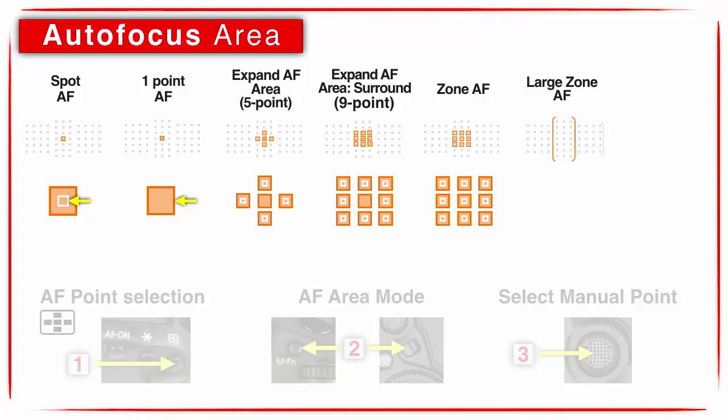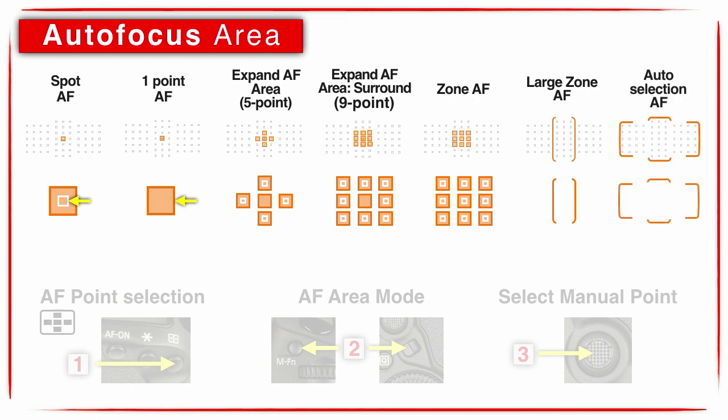Closely related, but just a little bit larger in size, is the large zone AF. And so these are more focusing points, and it works in the same manner. It's not starting with any one particular point, it's looking at all of them, and it's choosing whatever is closest in that large zone. And then finally, we have auto selection AF, where it looks at all 61 points, and it chooses whatever is first in there.